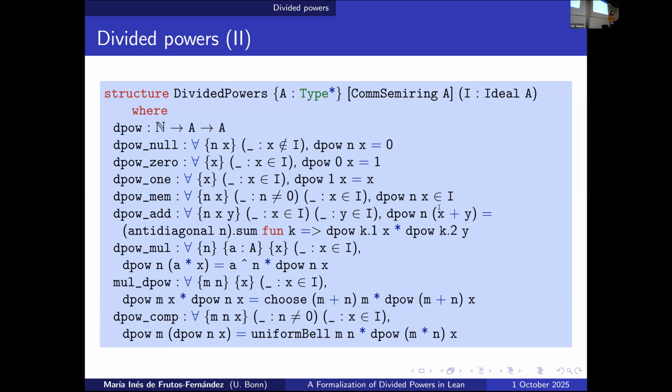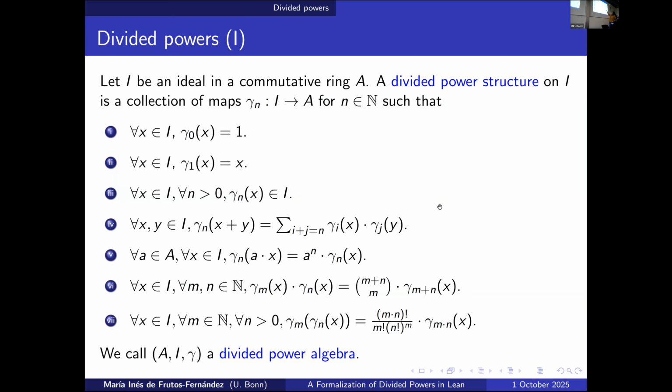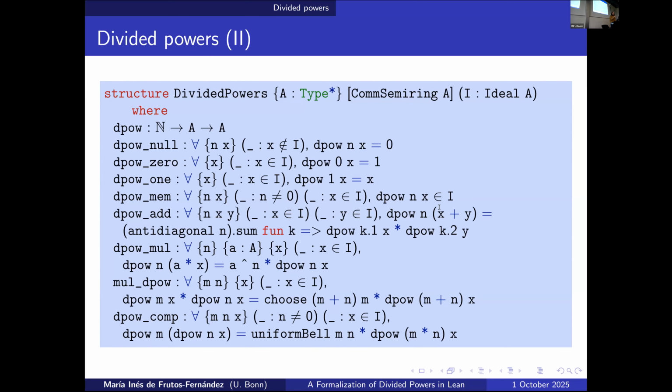A second difference between the definitions: here I said that the divided power structure is a family of maps from I to A. But in the formalization, instead, we have a family of maps from the ring A to the ring A. And then we have one extra condition that for every element that is not in the ideal, gamma n of that element is going to be 0.